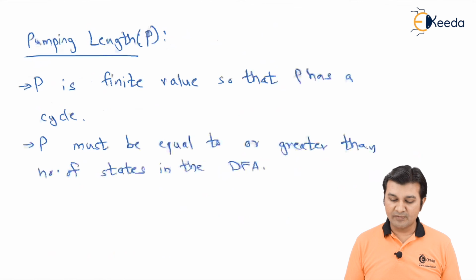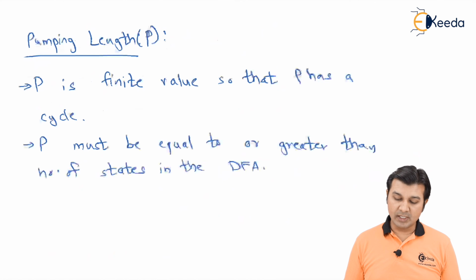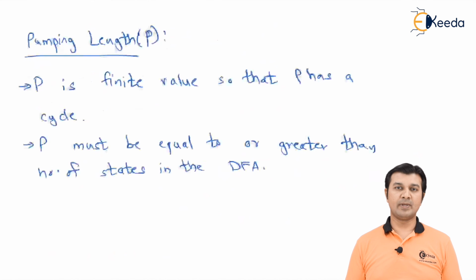Pumping length is a finite value so that P has a cycle. As I told you, we are going to push some of the inputs. P must be equal to or greater than the number of the states in the deterministic finite automata. So friends, this is important considering the theory for pumping lemma and what is the definition of pumping length.